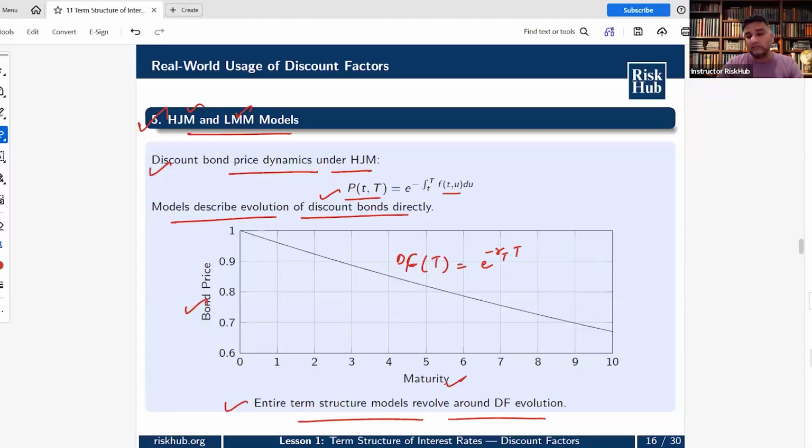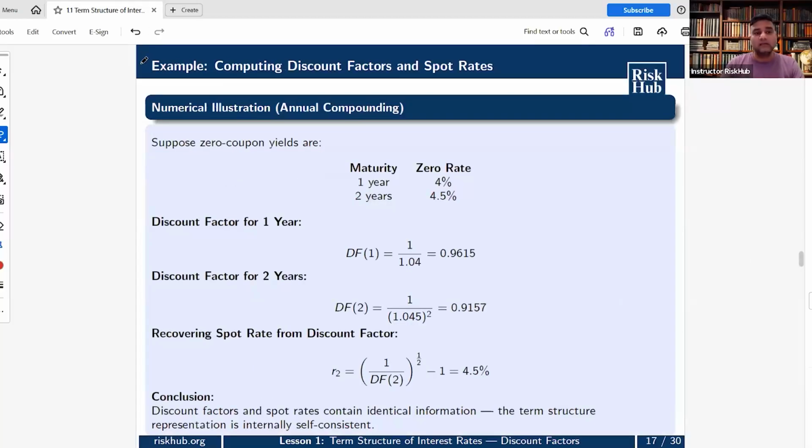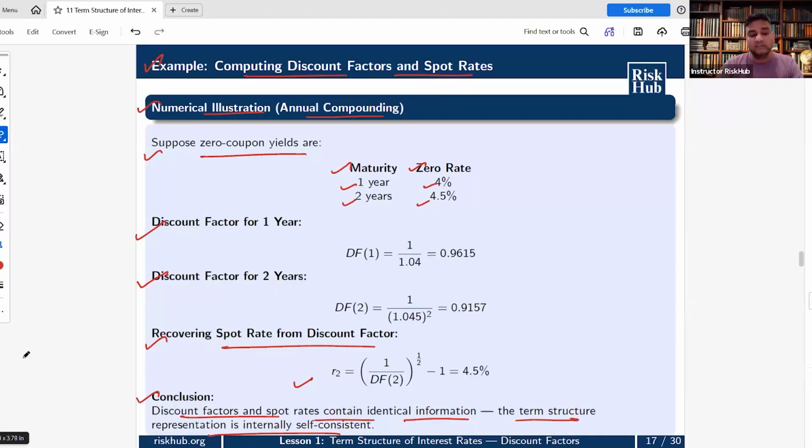Then we go to slide number 17, which is an example of computing discount factors and spot rates, a numerical illustration, and compounding. Suppose zero coupon yields are given: maturity 1 year and 2 years, with rates 4% and 4.5%. The discount factor for 1 year is calculated, then the discount factor for 2 years. The spot rate is recovered from the discount factor. Conclusion: discount factors and spot rates contain identical information. The term structure representation is internally self-consistent, right?